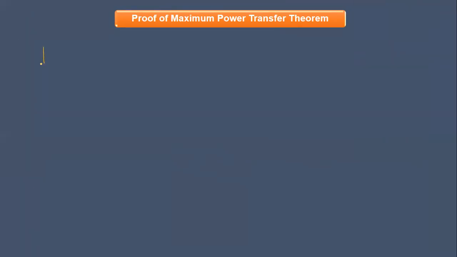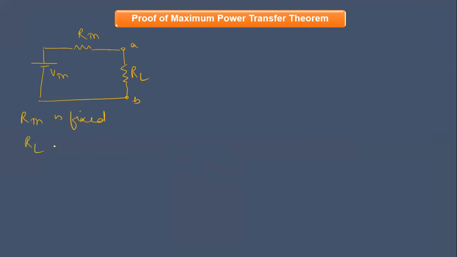Now we have the Thevenin's equivalent of the network, which is VTH and RTH, and then we have the load resistance across the load terminals. This is RL. Now in this circuit, RTH is generally fixed and RL is variable.